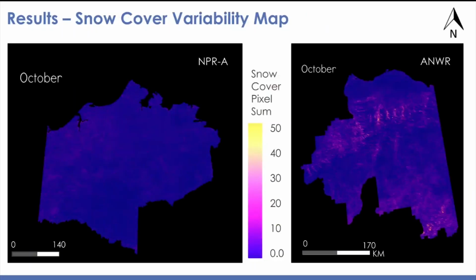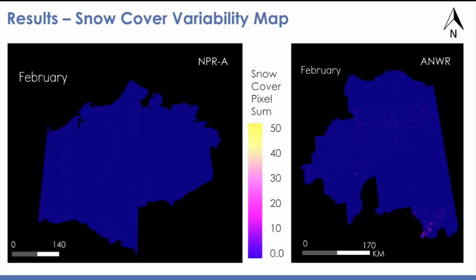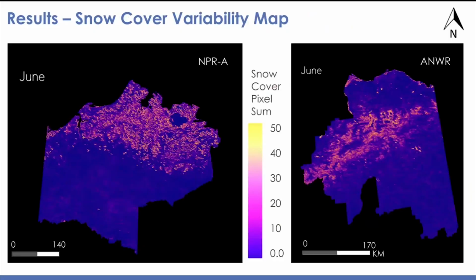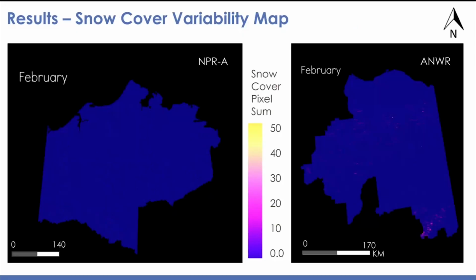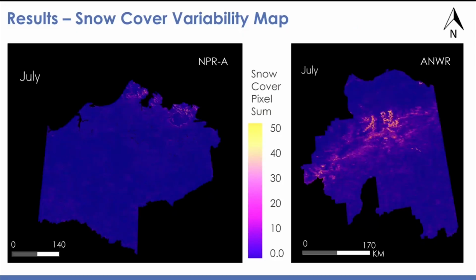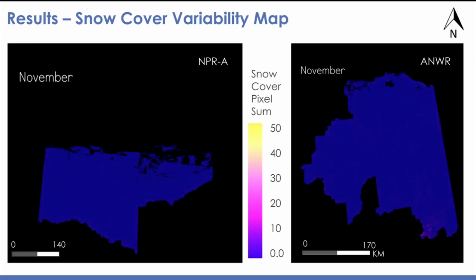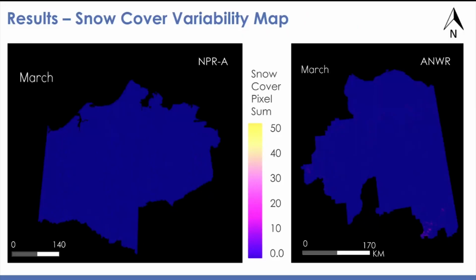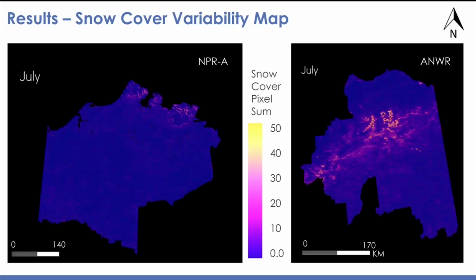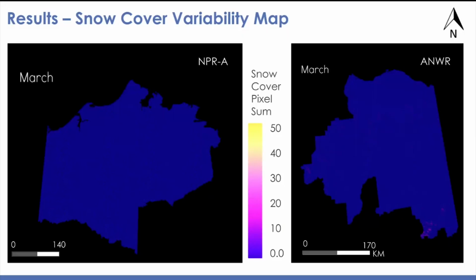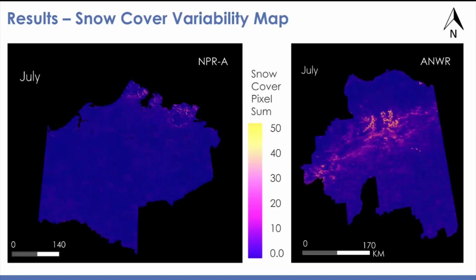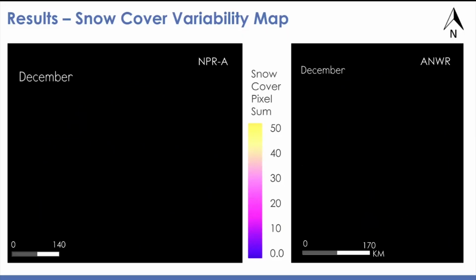Yeah, moving on to snow cover variability. This slide shows 2 GIFs. One is of the NPRA, the petroleum region, and the other one is for the ANWR. These GIFs over time show how snow cover changes starting in January and going through December. The image is color-coded to indicate areas with high variation in yellow and areas with low variation in blue.